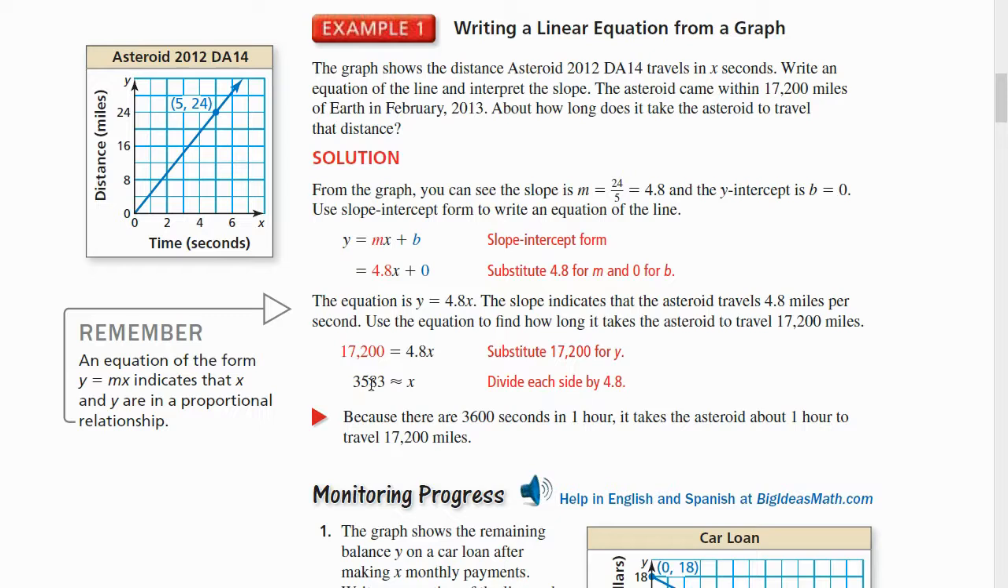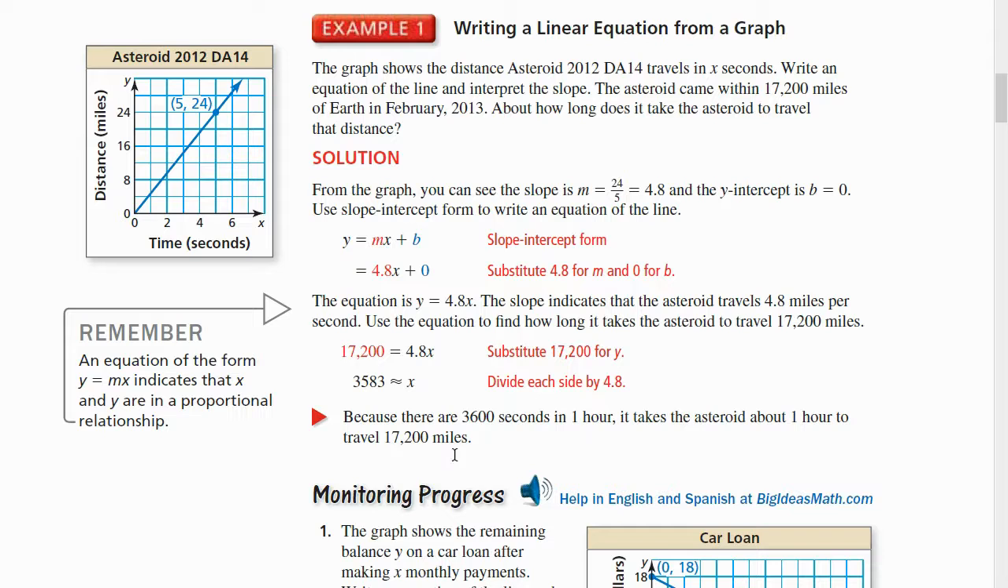And notice what you get is 3,583. Okay, now that's seconds. So that's a kind of a big number. So if you want to put that in maybe a number that makes a little bit more sense, if you did 60 times 60, that would be 3,600 seconds for every 1 hour. So notice this is a little bit under an hour. So in a little bit under an hour, it can travel basically 17,200 miles.